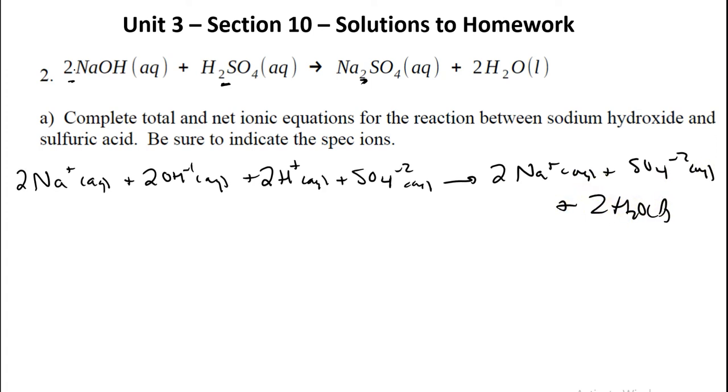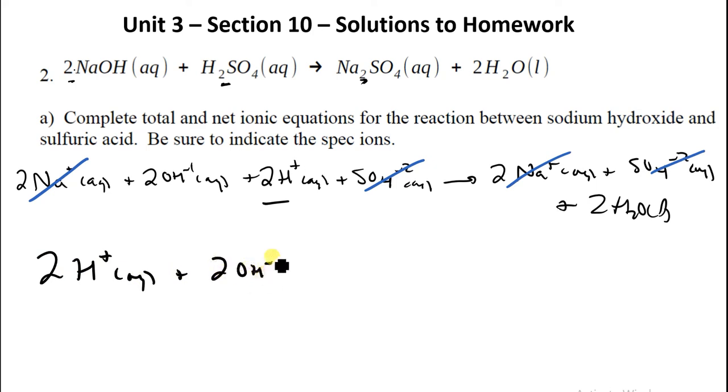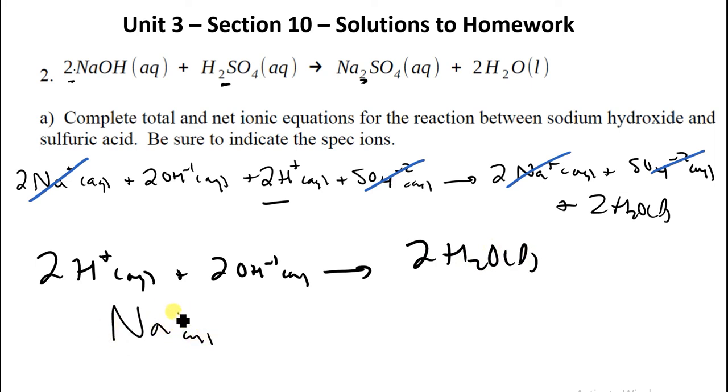Because it's double displacement, there should be 2 spectator ions, and there they are. So wrapping this one up, I'm going to put that first because it's plus. So 2 hydrogens are going to find 2 hydroxides, and together they're going to make 2 H2Os. And we've also got our Na aqueous and our SO4 minus 2 aqueous as spectator ions.